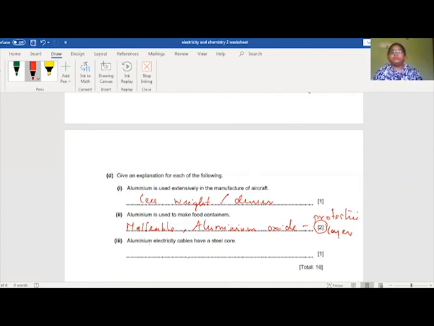Aluminium electricity cables have a steel core in them. What is the purpose? If you write that steel is a good conductor of electricity, you lose your mark. Here you have to write that it is to strengthen the cable. For strength only, we are using a steel core in aluminium. If you write like this, you get 16 out of 16.